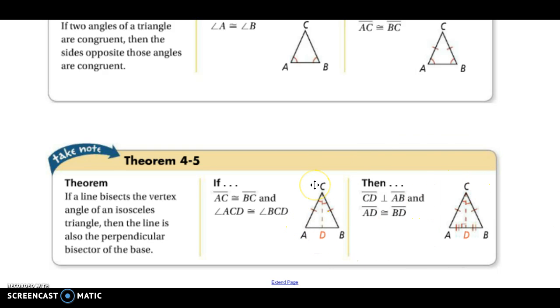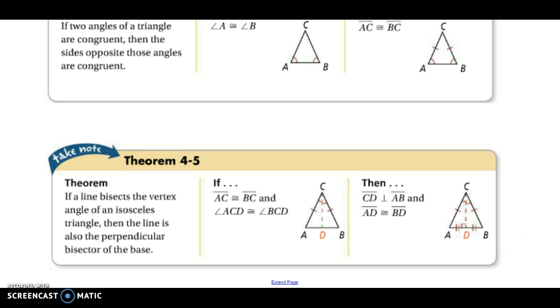AC and BC are the congruent sides, which means C is the vertex angle. DC is bisecting angle C. We know that by the arc marks. So if this happens, then you can assume that CD is perpendicularly bisecting AB. So you'll see that CDA and CDB will be right angles, and you'll also see that AD and BD are congruent.